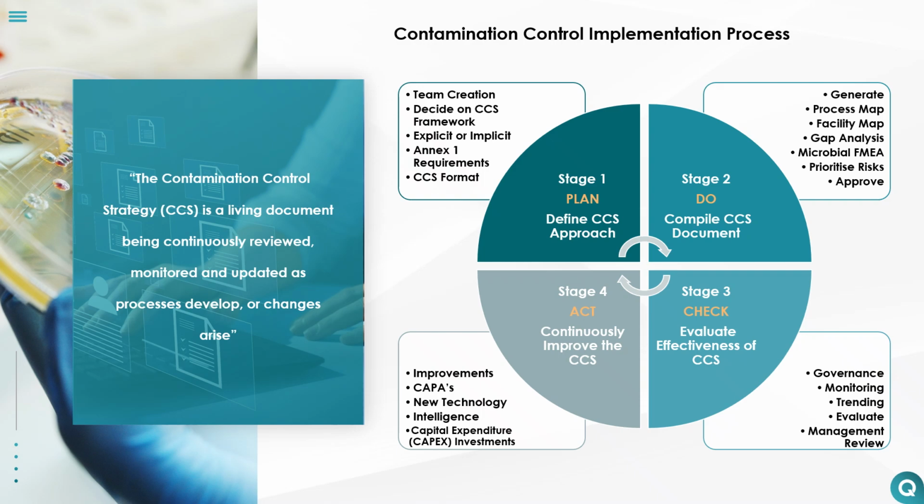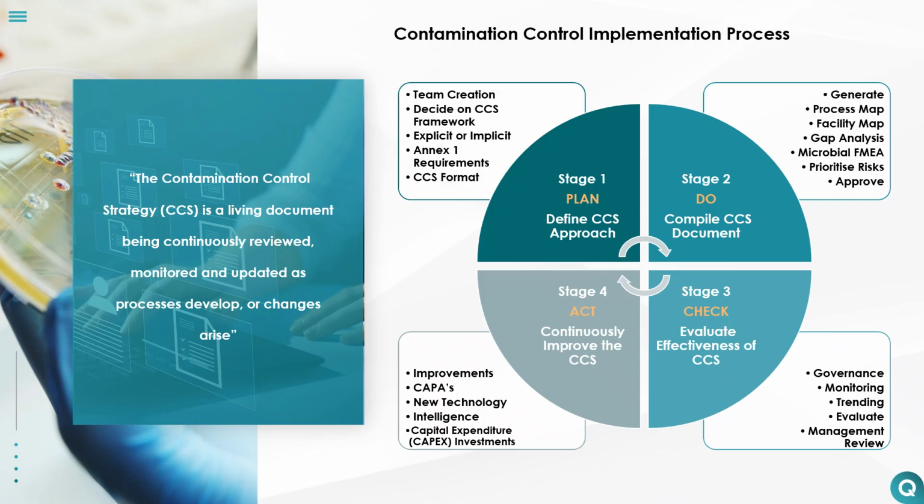The contamination control strategy implementation process can be broken into 4 stages, which mimic the plan, do, check, act process that people are familiar with. Stage 1 or plan is where you define the CCS approach. This is where you define your team, you look at your CCS framework, you decide if you're testing your requirements explicitly or implicitly, and deciding on the CCS format.